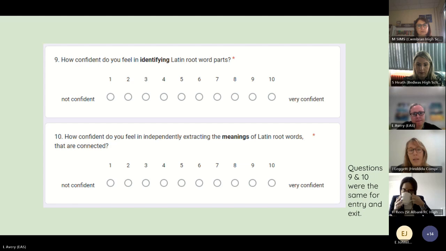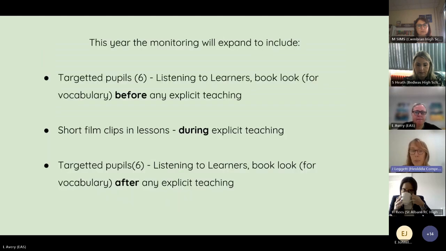So this year I'm expanding it to include targeted 6 pupils. I'm actually doing 8 because 2 may not be in. We all have a couple of extras in the sort of teaching climate we're in at the minute.